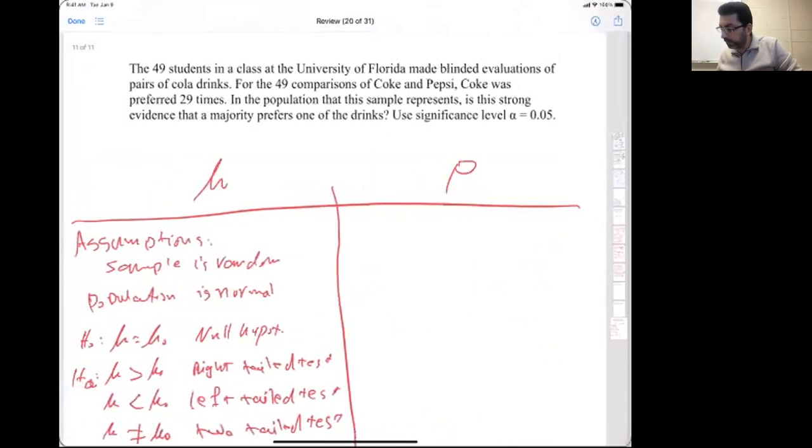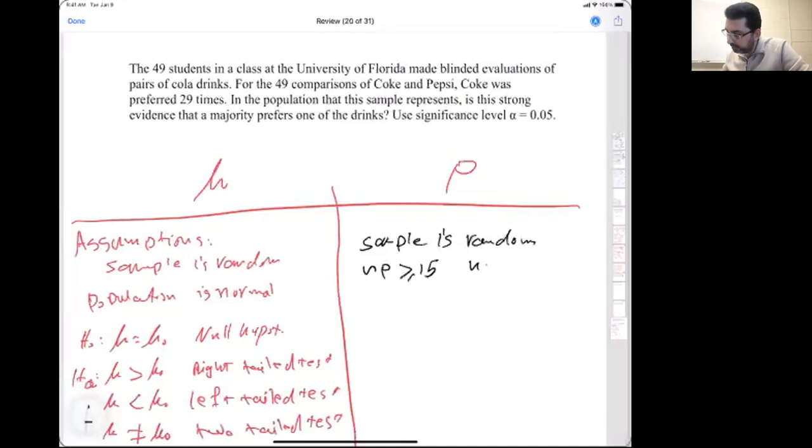For the proportion, same idea. You have to check the assumptions. First, the sample is random. Of course, this will be mentioned in the scenario of the problem. And then don't forget to check that n times p and n times 1 minus p are greater than 5. Very important to check these assumptions again.